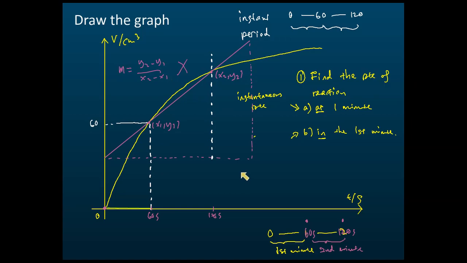So this is for the graph of rate of reaction. Find the average rate in the first 2 minutes. First 2 minutes means from 0 to 120. So you choose from 0 to 120. So this is your triangle.